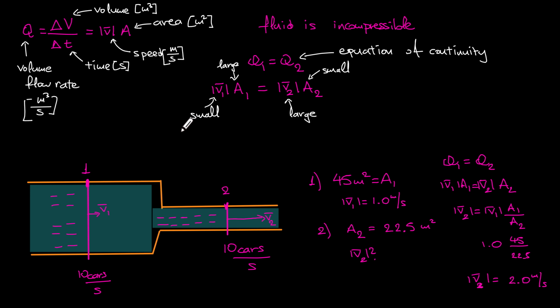Now I do want to mention some problems. Here I gave you the two areas and one speed and asked you to find the speed. It is possible you will encounter problems where, instead of the speed and the area, you will be given the volume and the time, and then you need to say that the volume flow rates at 1 and 2 are equal, and then you proceed from there.